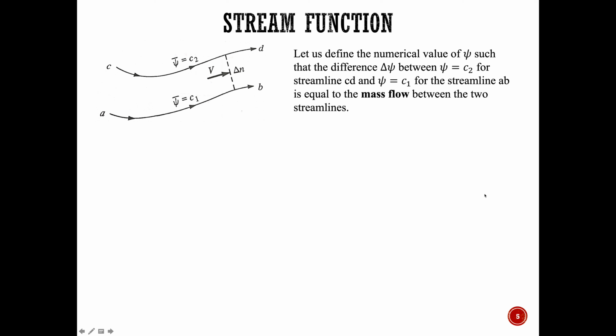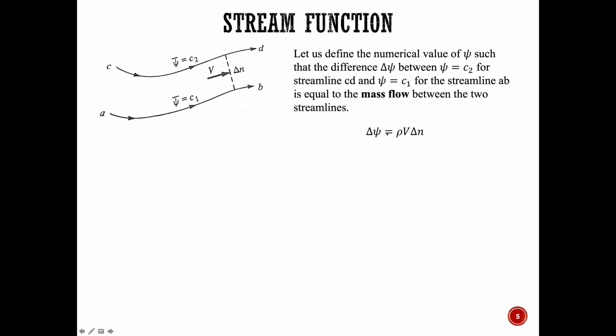Okay, so imagine, just consider that there are two streamlines with two different constants separated by a distance delta n. So if we were to quantify the mass flow in between these two streamlines, how do you write it? So I hope you have actually gone through the handout and tried to formulate the equations here. But if not, it's basically rho VA, right? So mass flow rate is basically density times velocity times delta n. That's how much mass flow is going through this distance.